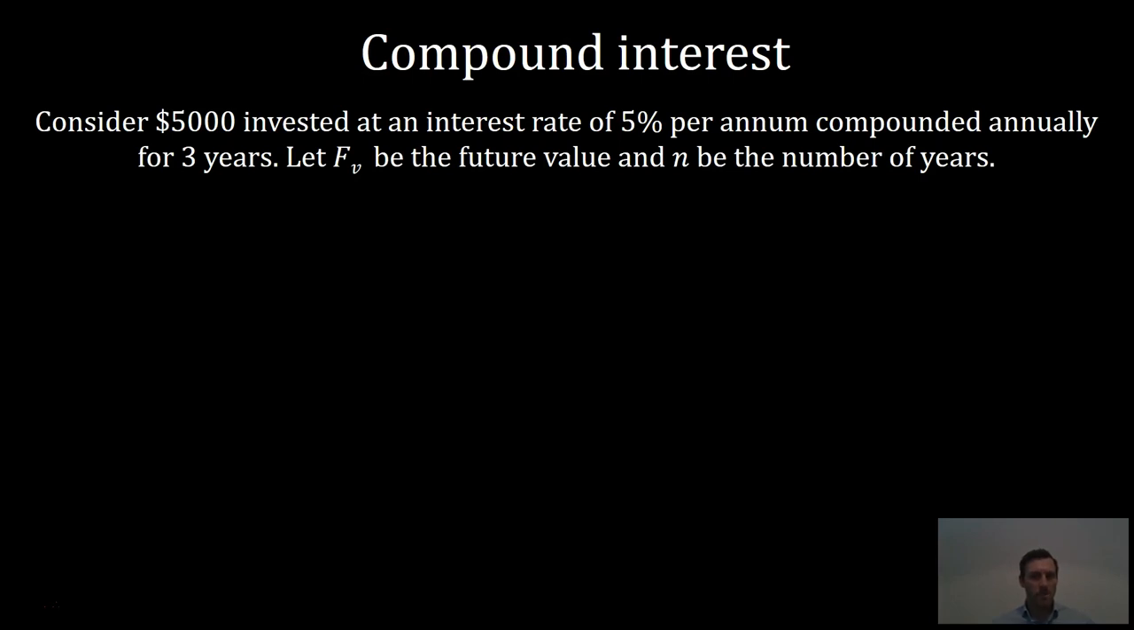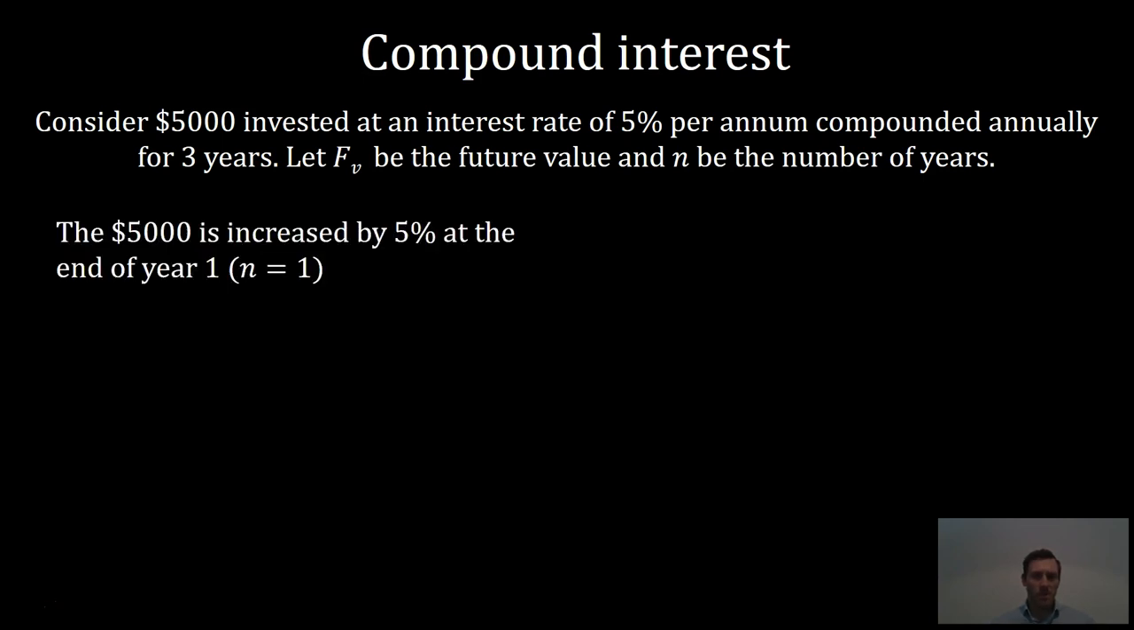Consider $5,000 invested at an interest rate of 5% per annum compounded annually for 3 years. Let FV be the future value and N be the number of years. The $5,000 is increased by 5% at the end of the first year when N equals 1. To increase 5,000 by 5%, we multiply it by 1.05. After 1 year, we have $5,250.